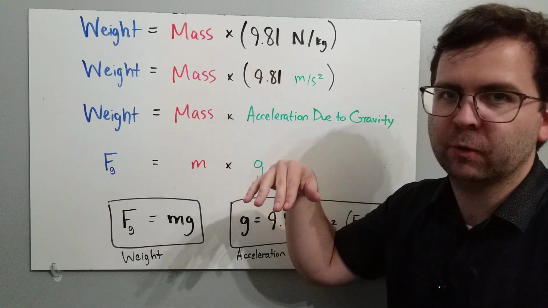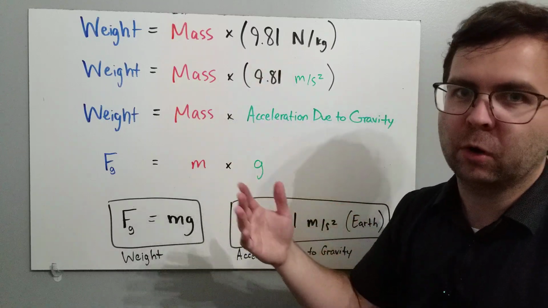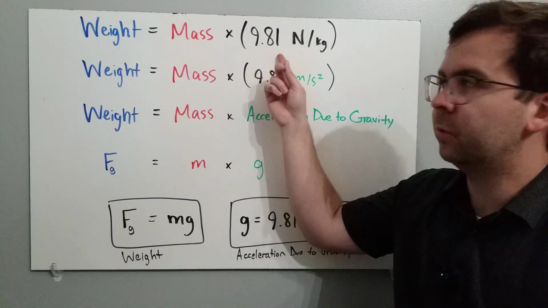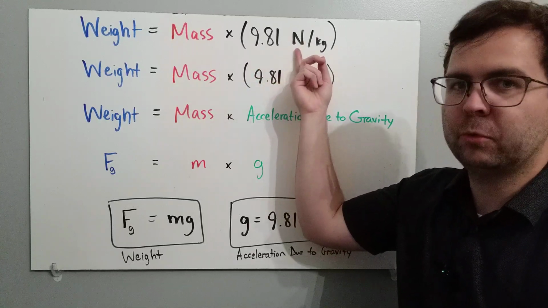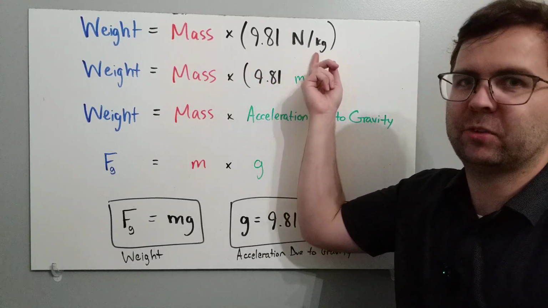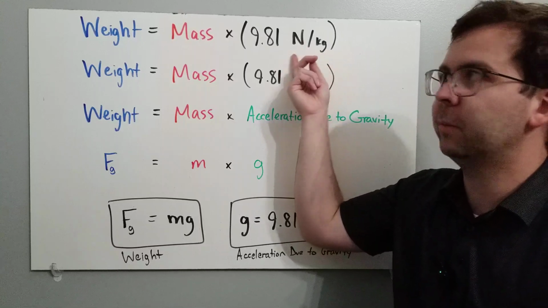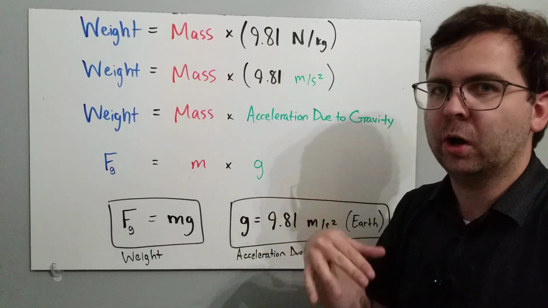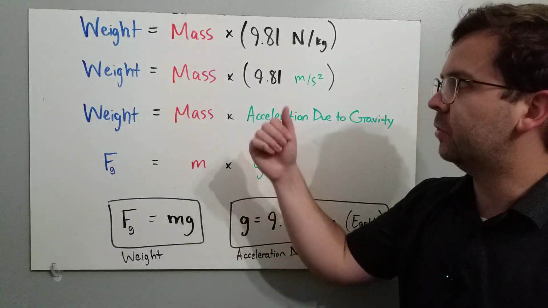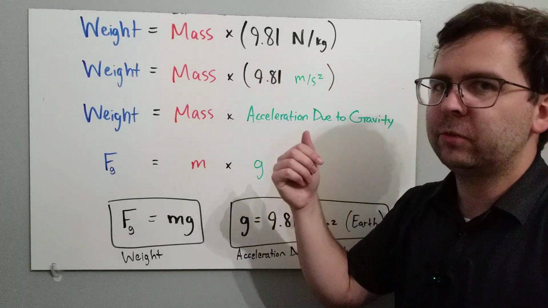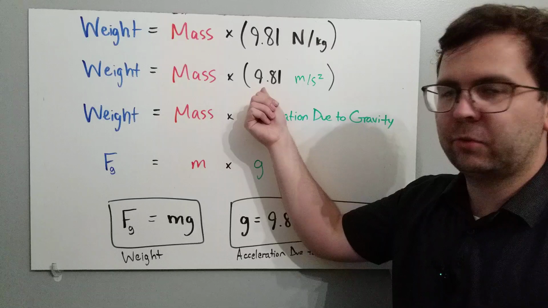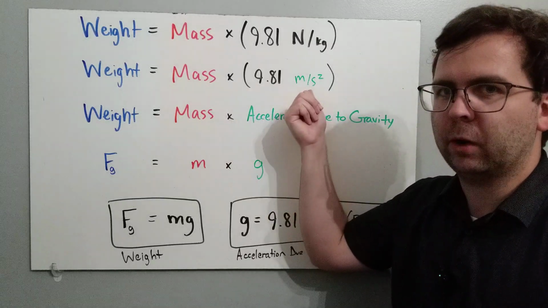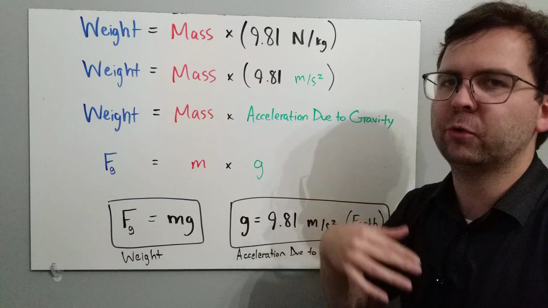So on the moon, it's a different number. On Mars, it's a different number again. But this 9.81 is how many newtons something weighs for every kilogram of mass it has. So newtons per kilogram, there's 9.81 newtons per kilogram of mass on Earth. Now, this number, 9.81, is actually the same as 9.81 meters per second squared, or meters per second per second.